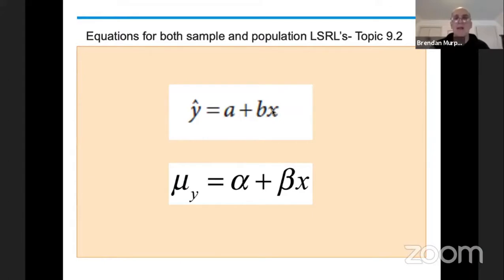We say y hat equals a plus bx, and that's going to be the least squares regression line for my small sample of data. The equation below it is what I would call the true least squares regression line. Some books call it the population regression line. In the top equation, I call that my sample. Those are English letters that make sense. And in the bottom equation, you'll see some Greek letters, and I'm going to switch back to my document camera and try and make a tie-in for you guys.